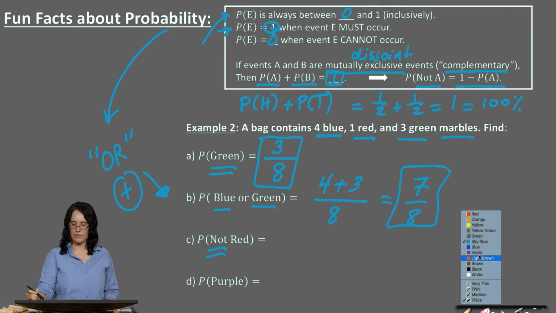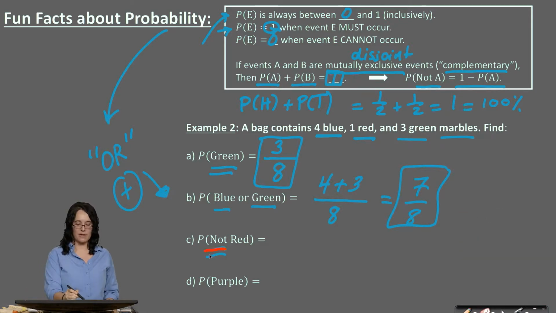Oh, here's a not example. We haven't had one of those yet. Probability of something not happening. So what's the probability that we do not get a red? Okay, do not get a red. Maybe you've played a game before and you're like, I just want to not land on, going to jail in Monopoly or something. So you're trying to find the probability that something does not happen.